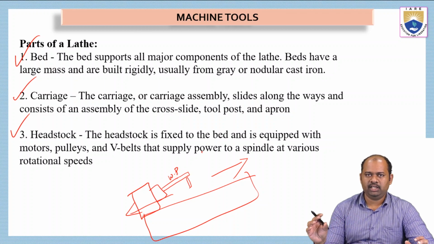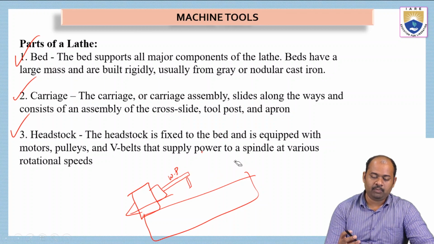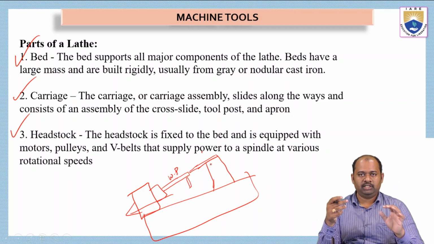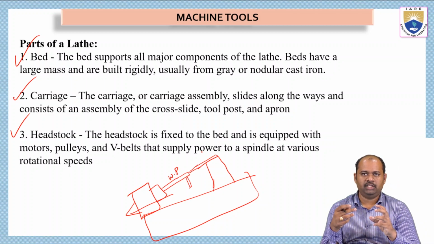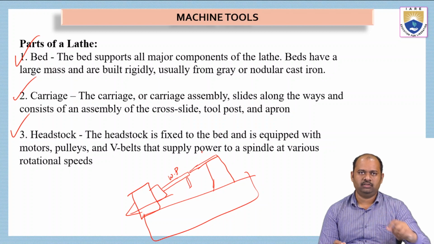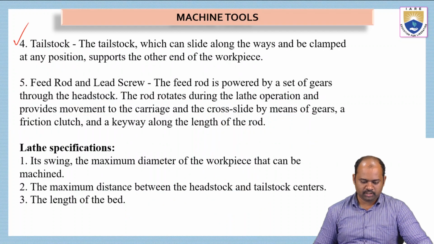If the length of the workpiece is very large, we have to support it with the help of the tailstock. The tailstock is a device attached here, on which we have a supporting tool. This supporting tool will hold the workpiece so that it will not move in the cross direction. It will rotate in pure rotation. So that is the function of the tailstock.